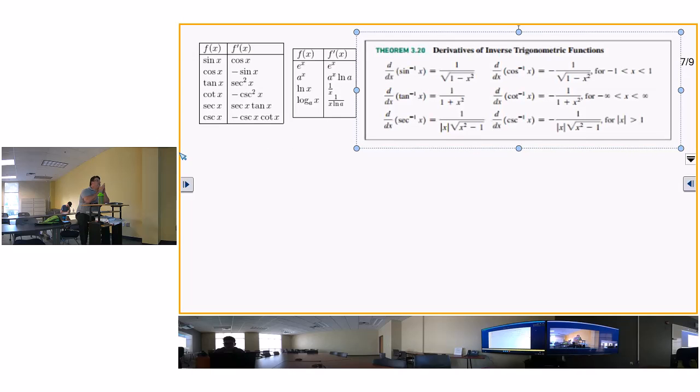Plug and chug. The only thing... Hold on.